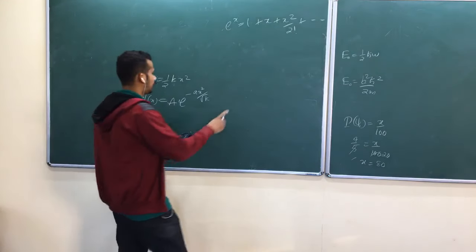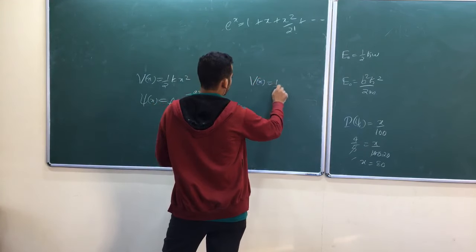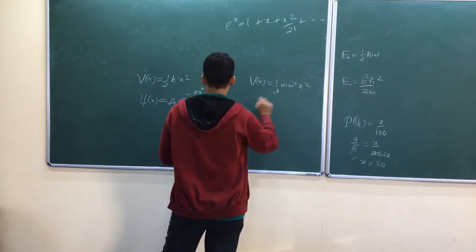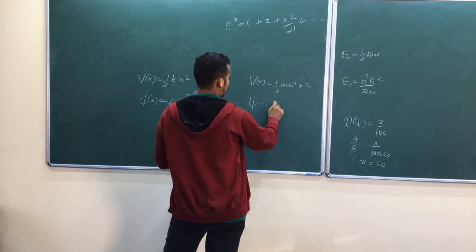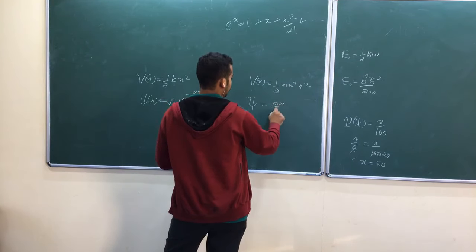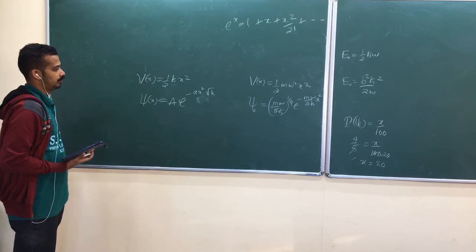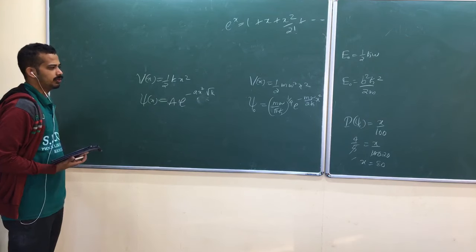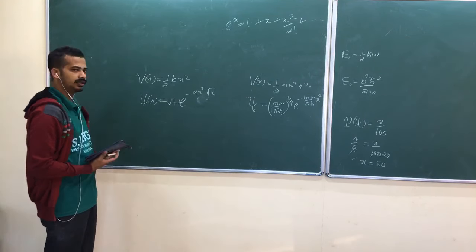But what I feel is, I know V of x is equal to half m omega square x square. I know the wave function is equal to (m omega by pi h bar) raised to 1 by 4, e raised to minus m omega by 2 h bar x square. I should know that one. Okay, a x square into root k, not by root k. Yeah, both will work. Okay, you can take that one.